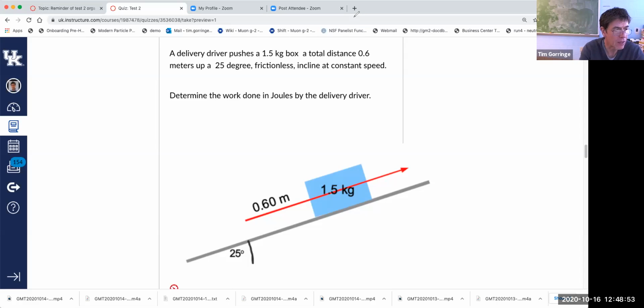Okay, this is question seven, where there are four parts, and those four parts involve figuring out the work done and changes in energy. So the question says a delivery driver pushes a 1.5 kilogram box a distance 0.6 meters up a 25 degree frictionless incline. There's a little picture of that here. And we're asked to figure out the work done by friction, the work done by the gravitational force, the work done by the normal force, and the change in gravitational energy. And so what I'm going to do for this one, rather than stepping through the next four problems, answering them, I'll just work it all out in one go.